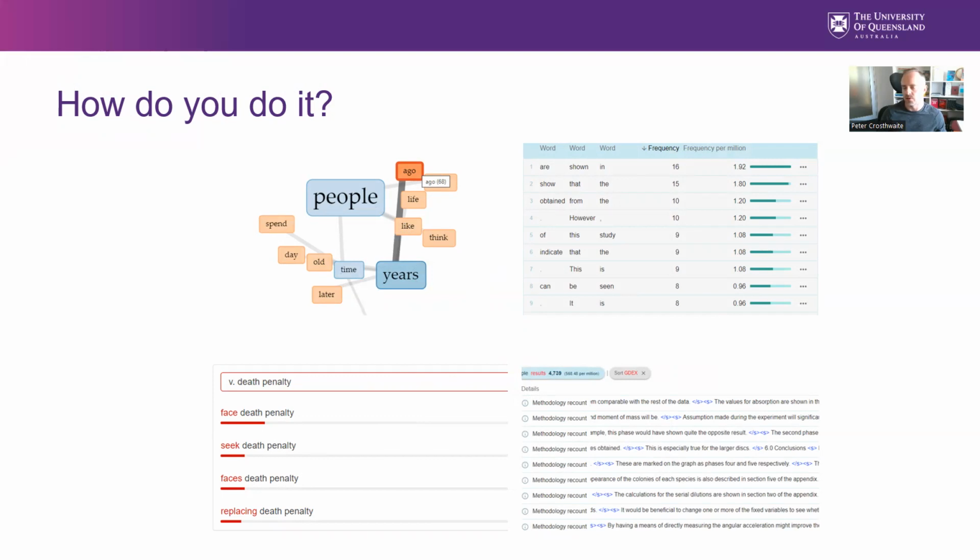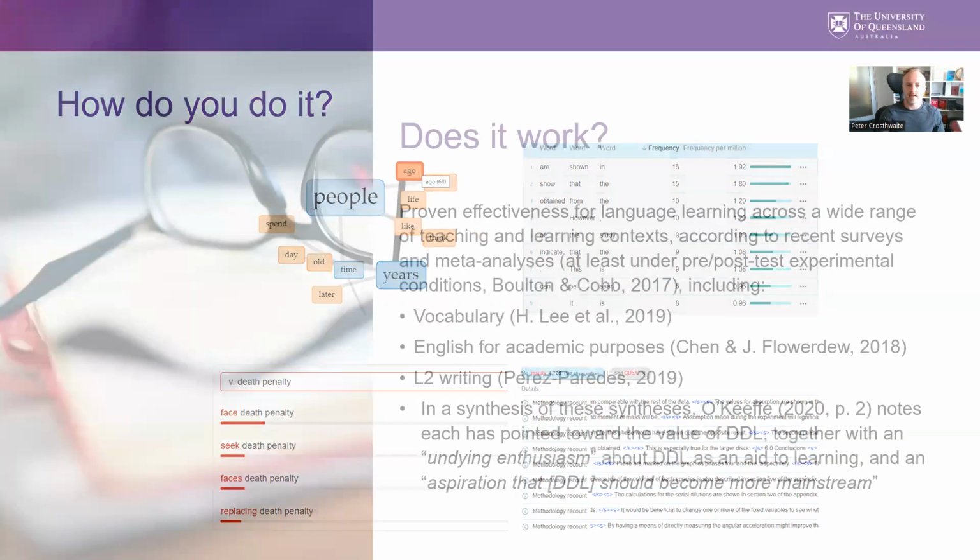And even in my own research, we see that learners like to make use of different kinds of information: textual information, visual information, statistical information, and so on. So that's how you do it.